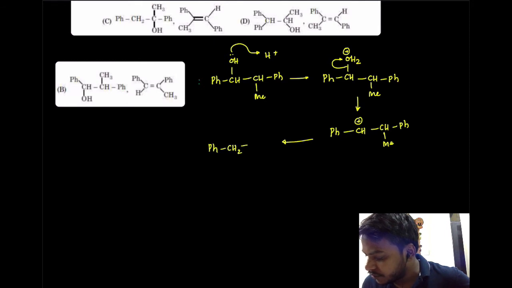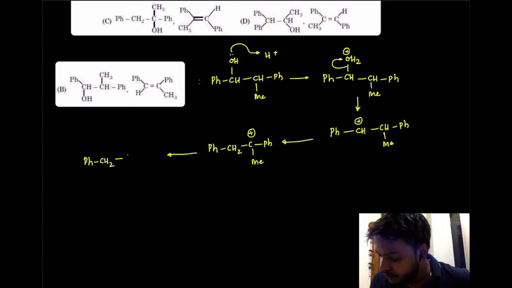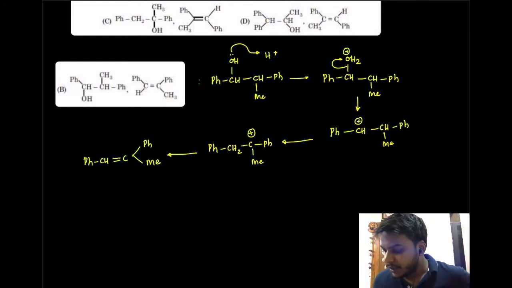to form CH2, C with Ph and methyl here with carbocation, and then from here the elimination takes place to get PhCH, sorry, PhCH double bond C phenyl and methyl. Okay, so this is the first product that you will get.